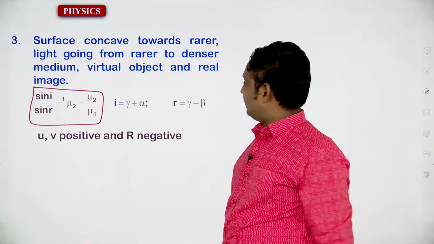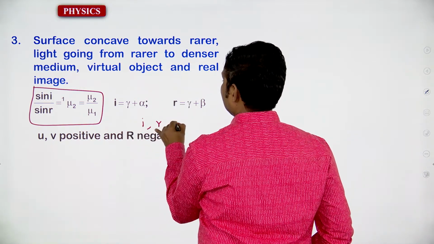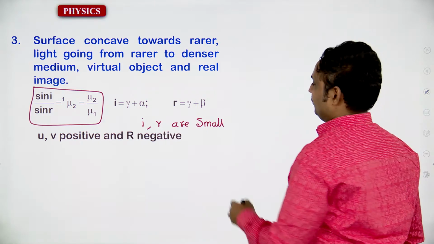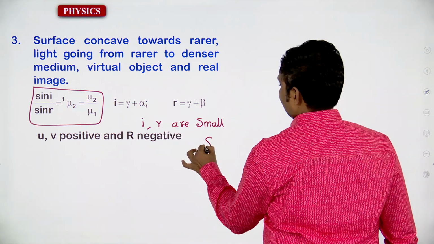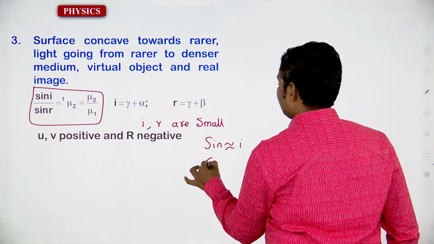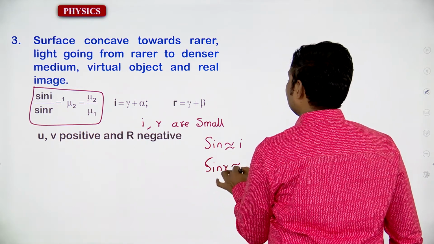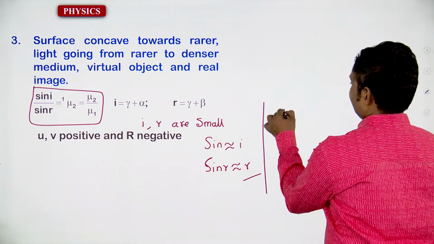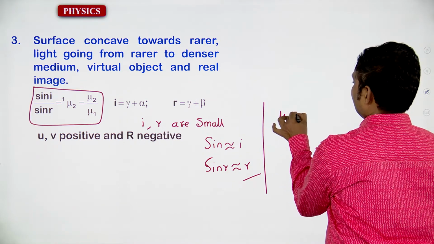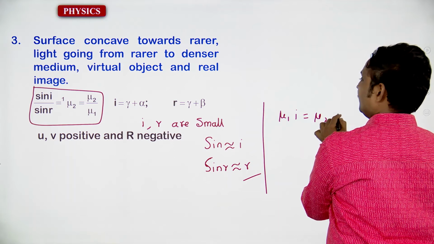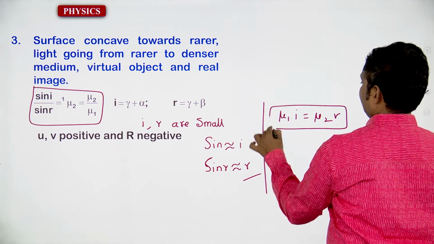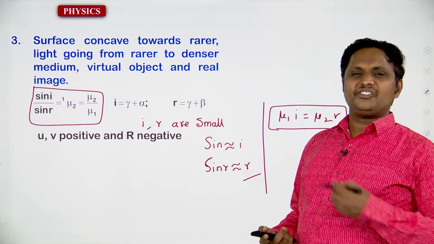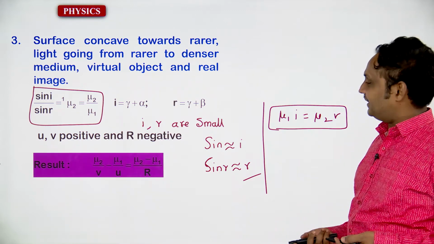Yes, I and R are small. We have to consider this, and what we are going to get is that sin I is approximately equal to I, and sin R is approximately equal to R. We can have the substitution, and we get mu1 I is equal to mu2 R. After that you will substitute and use the properties of the triangle. It's a similar fashion.